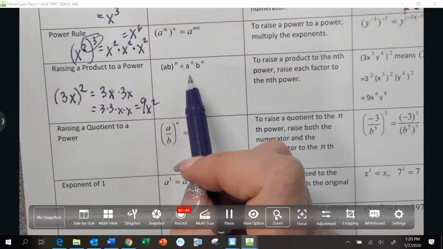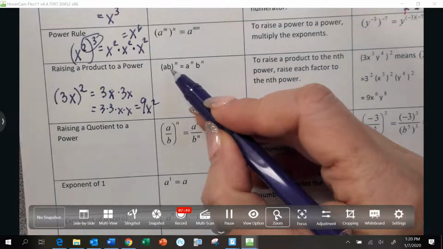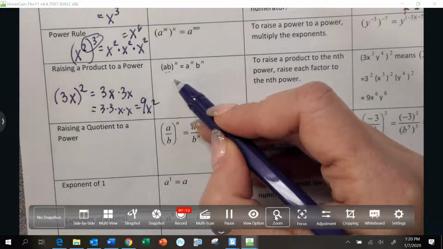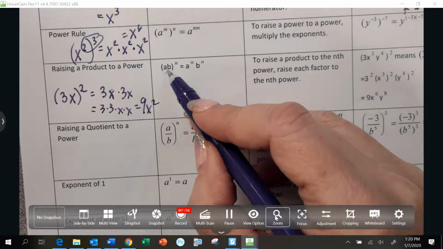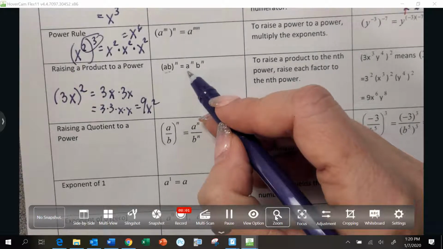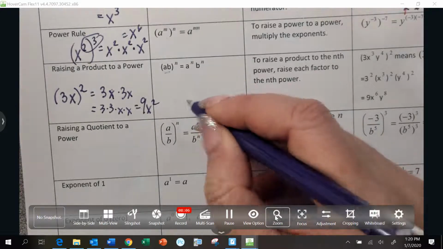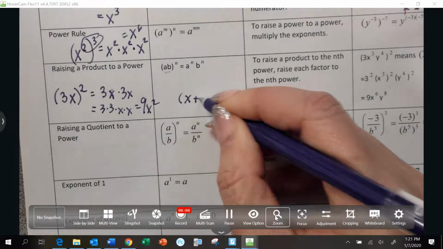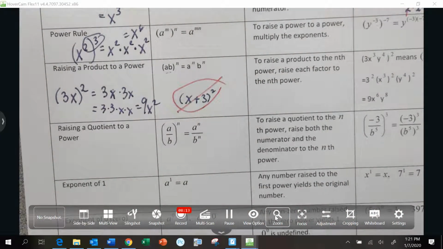The shortcut rule says if you are raising a product, this does not work with a sum. This only works with multiplication. If you're raising a product, then you can take each individual piece to that power. So you can do the 3 squared and the x squared separately. That does not work in this case. Remember, I have that written on my board over there. You cannot do it that way.